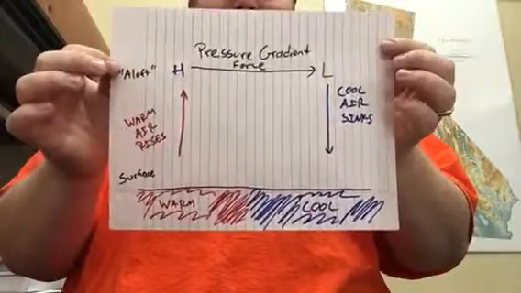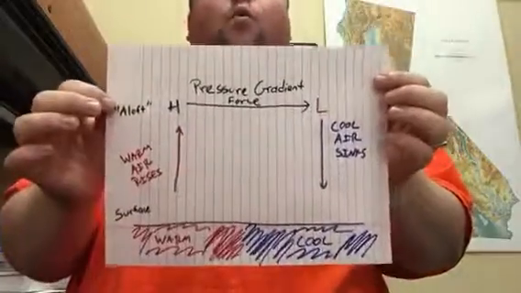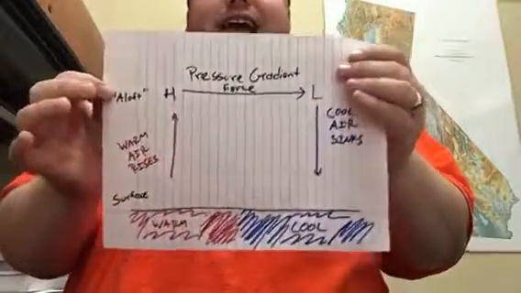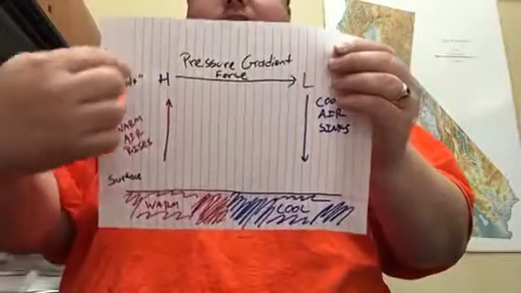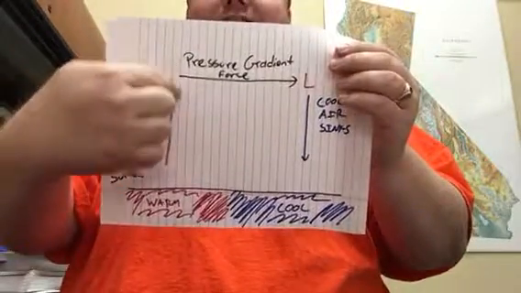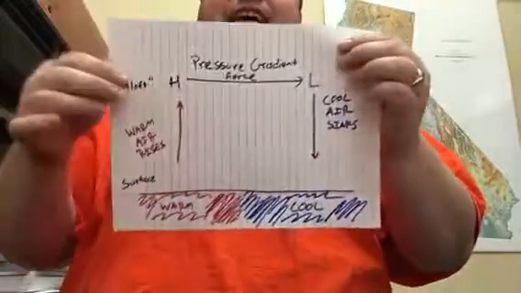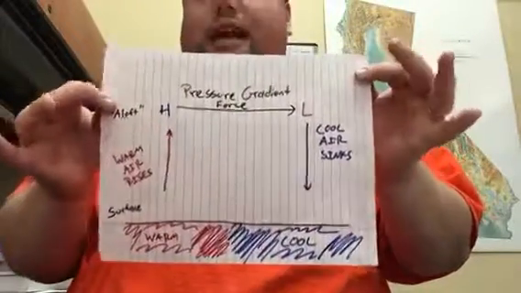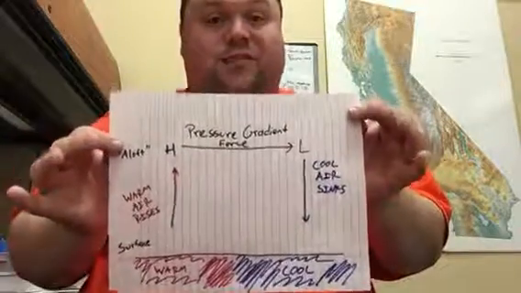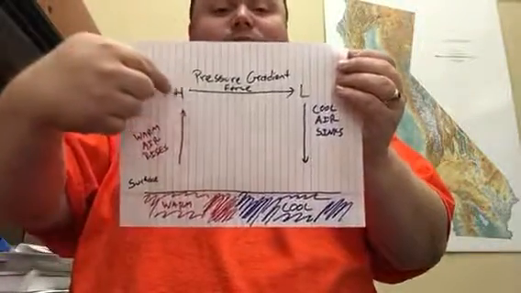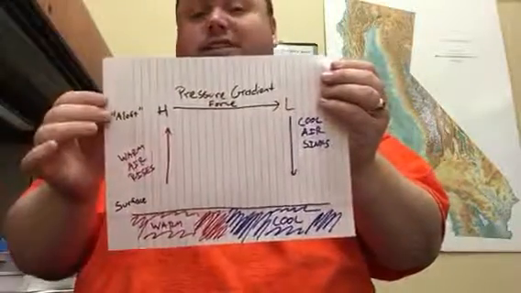Now, I've said this a few times already, but Mother Nature doesn't really like imbalance. A natural system wants to seek balance. And in order to do that, air will move from the place where the pressure is higher over to the place where the pressure is lower. This is called the pressure gradient force. The pressure gradient force is the force that moves wind from high pressure to low pressure.